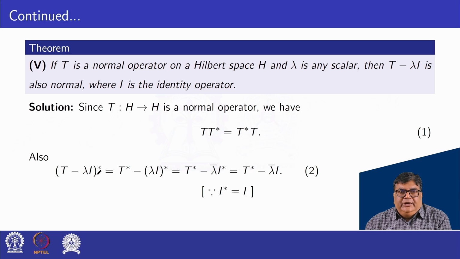So first we find the value of star of T minus lambda I. So star of T minus lambda I equal to T star minus star of lambda I. So lambda is a scalar, that is, the value of this is T star minus lambda bar I star. Since I is the identity operator, this is T star minus lambda bar I. So star of T minus lambda I equal to T star minus lambda bar I. This is equation 2.